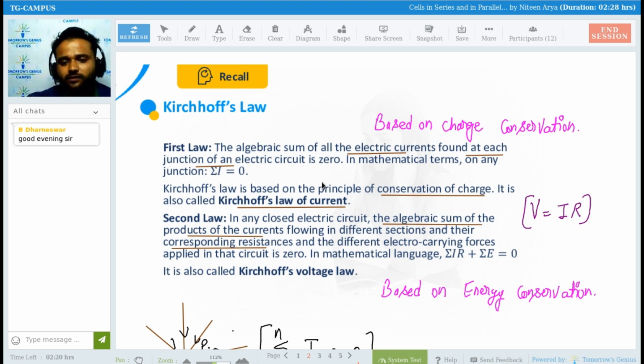The difference in the electromotive forces applied in the circuit is 0. In mathematical language, the summation of IR equals the summation of EMF. EMF is nothing but the voltage of a battery or a cell when the current is not flowing. Okay, this is clear now, everyone.